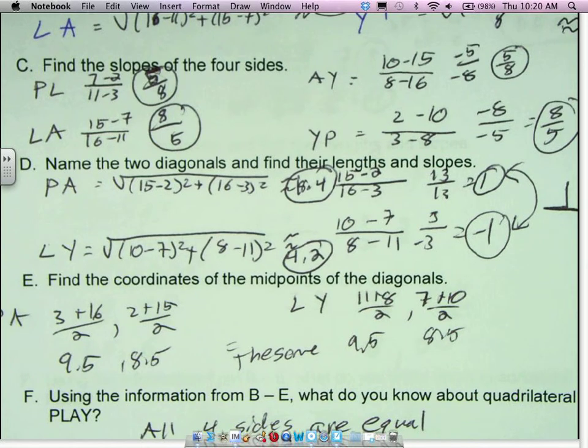I'm going to remind you, ladies and gentlemen, correcting your answers right now is worth a point. If you're not doing it, you won't get that point for today. If you don't have your packet with you, you can do it on a separate sheet of paper.